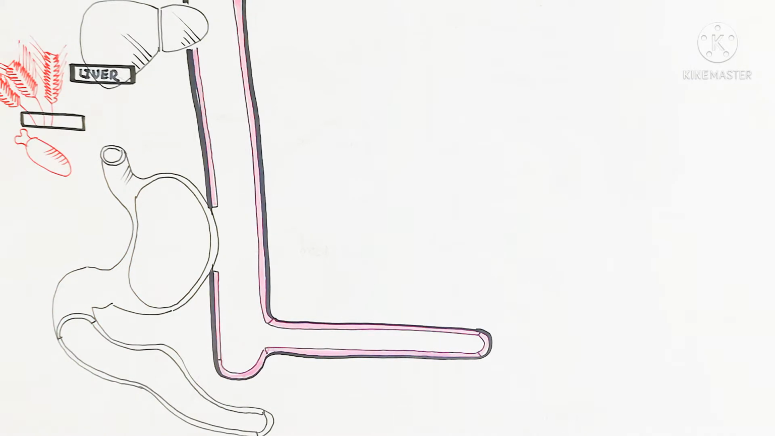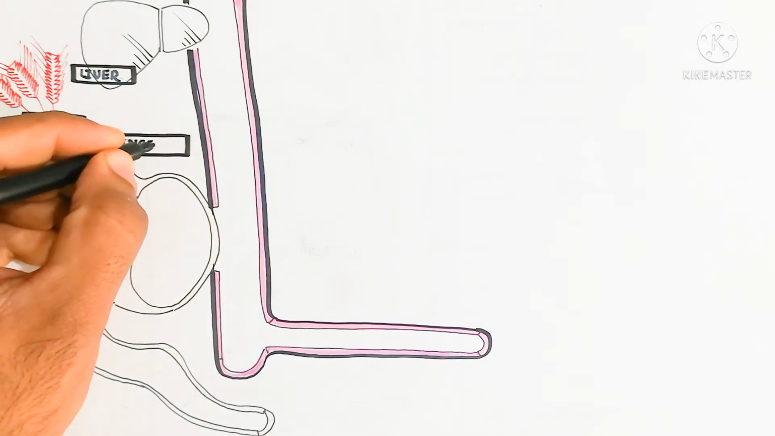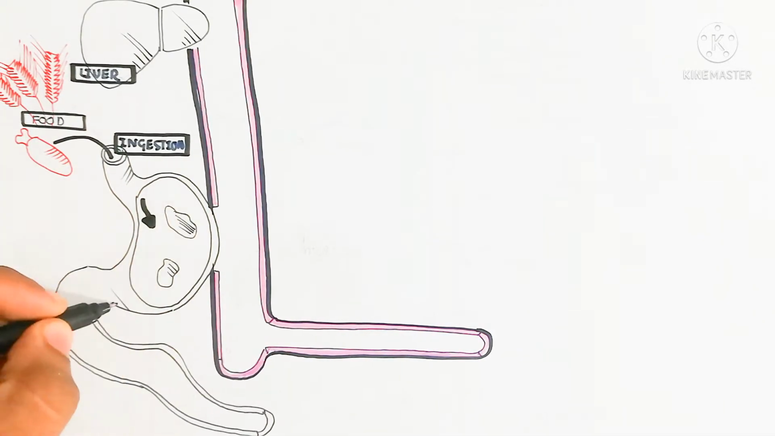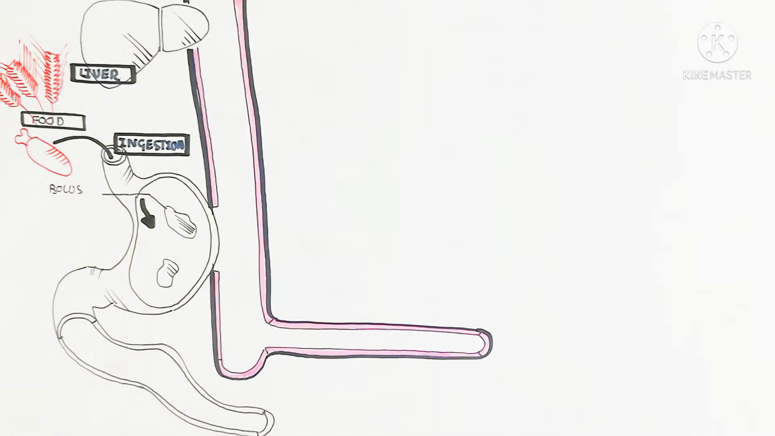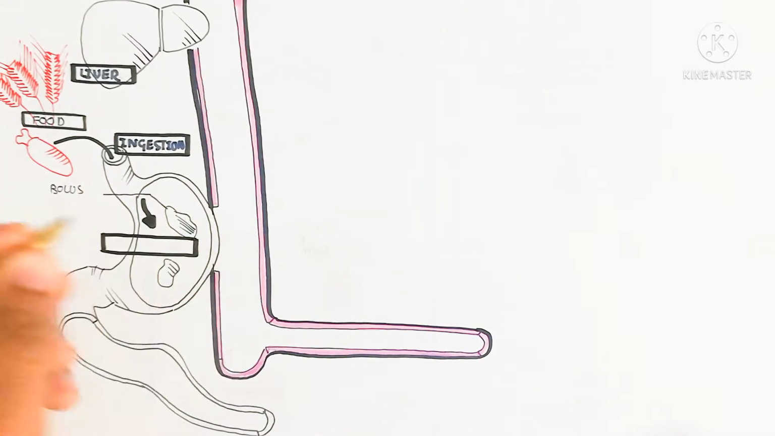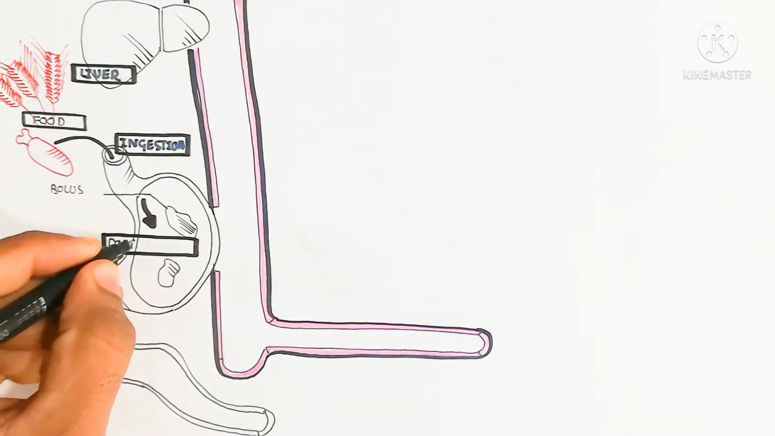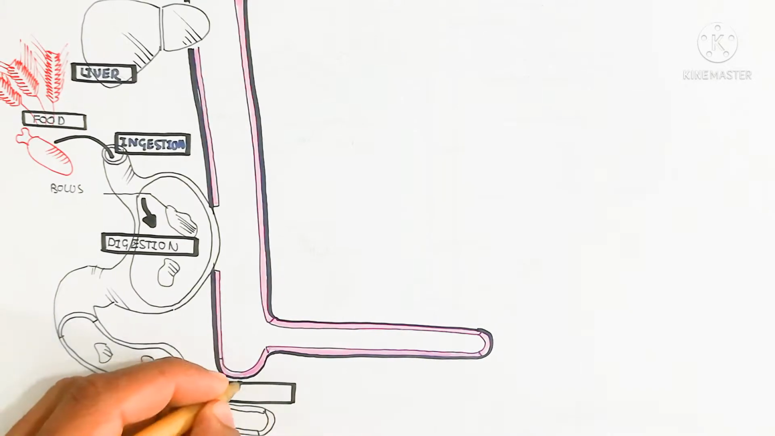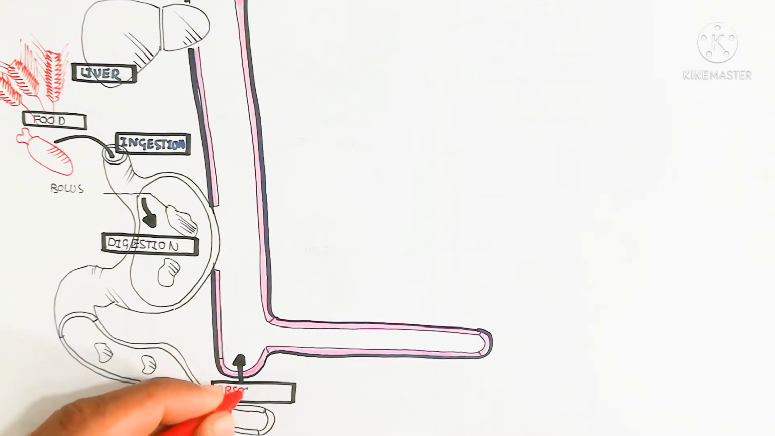When we ingest this food, it converts into a bolus after the semi-digestion of carbohydrate, and goes into the stomach for further digestion of protein. The digestion of protein converts the bolus into chyme, which goes into the duodenum, where further digestion occurs. Complete digestion converts it into amino acids, and those amino acids are absorbed into the circulatory system through the portal vein. The portal vein goes into the liver.